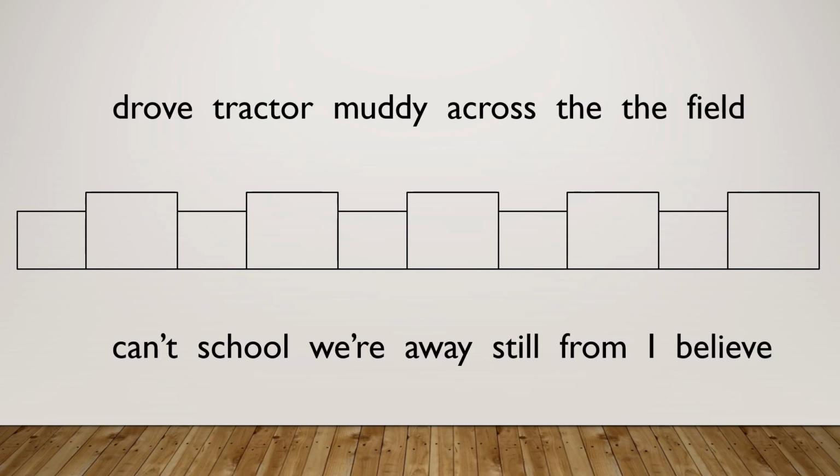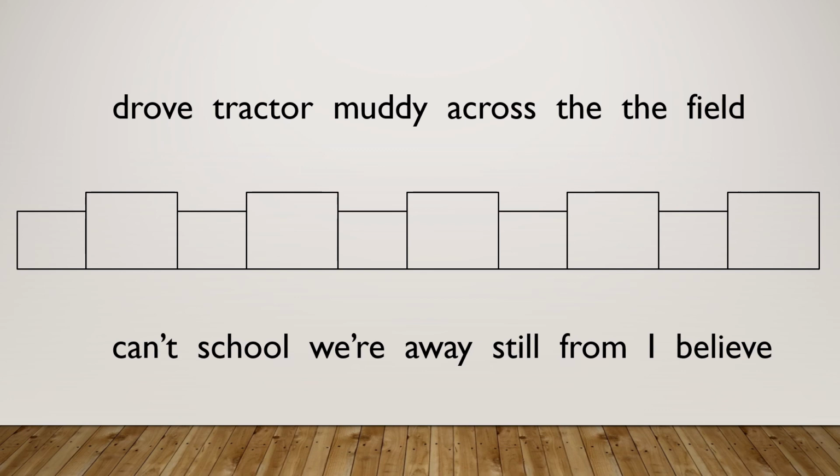So here are the 2 that I want you to try. You can pause the video and write down these 2 lists of words. Here's the first list. Drove, tractor, muddy, across, the field. Okay, so that's the first set, and you're going to try to turn that into an iambic pentameter sentence. Here's the second set. Can't, school, we're, away, still, from, I, believe. So try to write out that sentence as well in iambic pentameter.